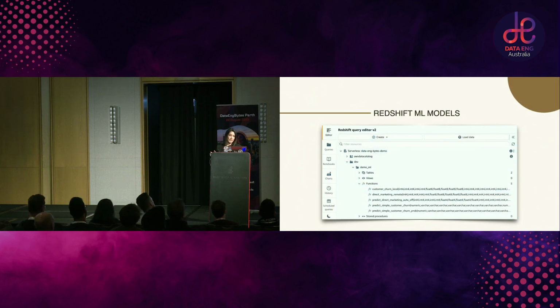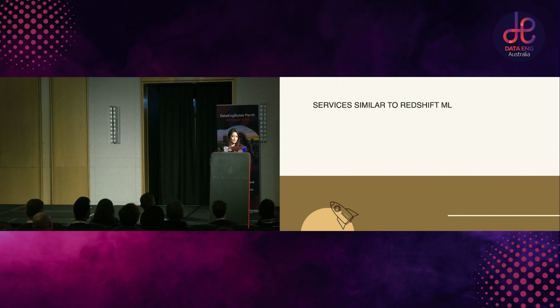If you are thinking, okay, where can I find those models? When you go to Redshift in your data warehouse, in the function section, you will see all the models that we trained in the four different ways. All of those are available under that function section. Fun for other people as well.